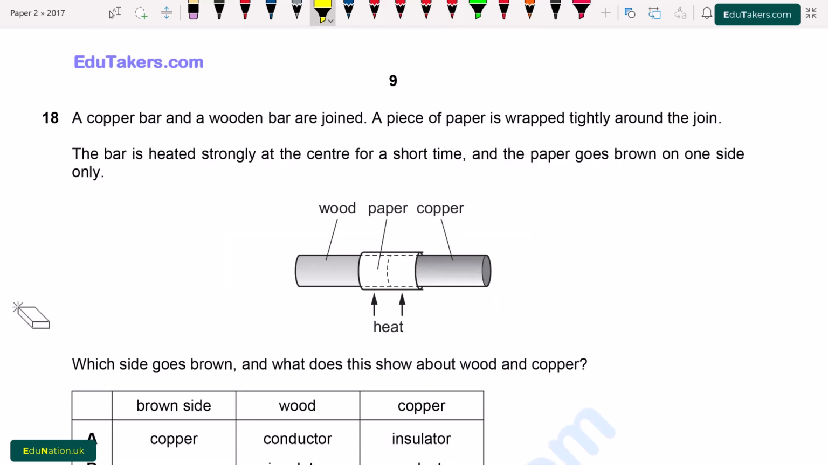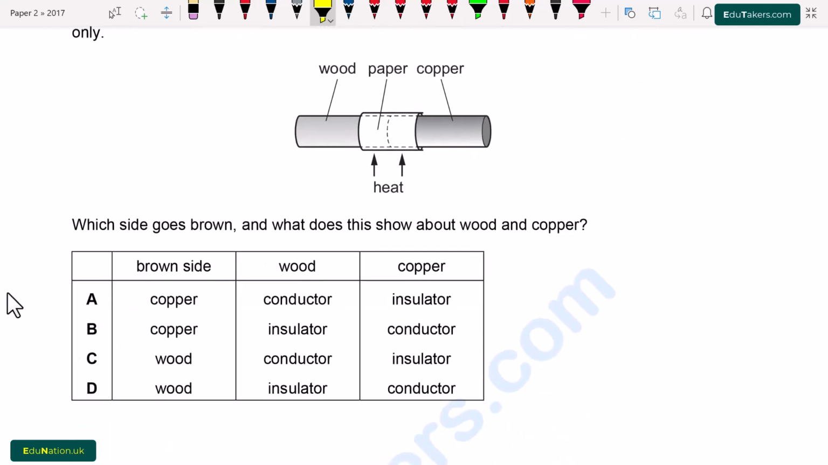Question number 18. A copper bar and a wooden bar are joined. A piece of paper is wrapped tightly around the joint. The bar is heated strongly at the center for a short time and the paper goes brown on one side only. Which side goes brown and what does this show about the wood and the copper?